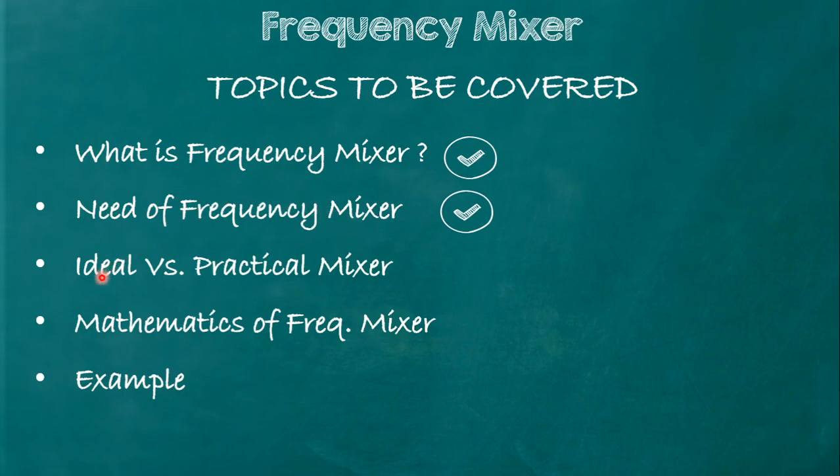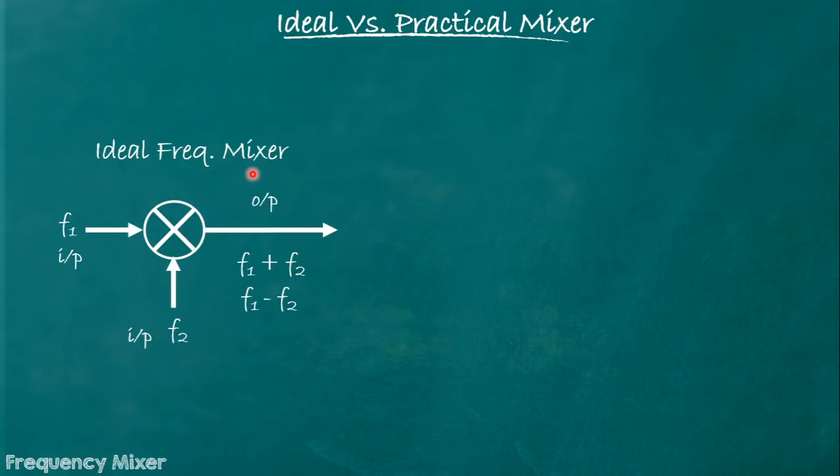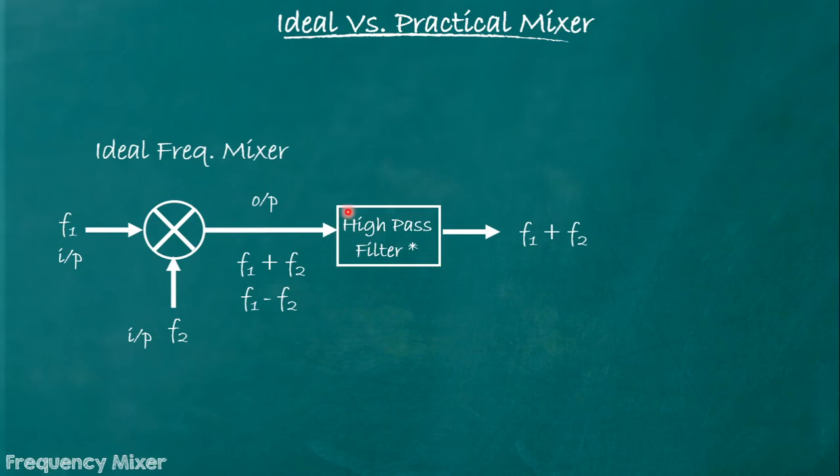So now let us move to the ideal versus practical mixture. We know that an ideal frequency mixer generates the sum frequency and difference frequency. Now depending on our choice, whether we want the sum frequency or the difference frequency, we have to put a proper filter at the output of the mixer. Let us assume that we want the sum frequency in the output, then we have to put a high pass filter at the output of the mixture, and as a result this high pass filter will select the sum frequency and will reject the difference frequency, because the difference frequency is lower than the sum frequency.